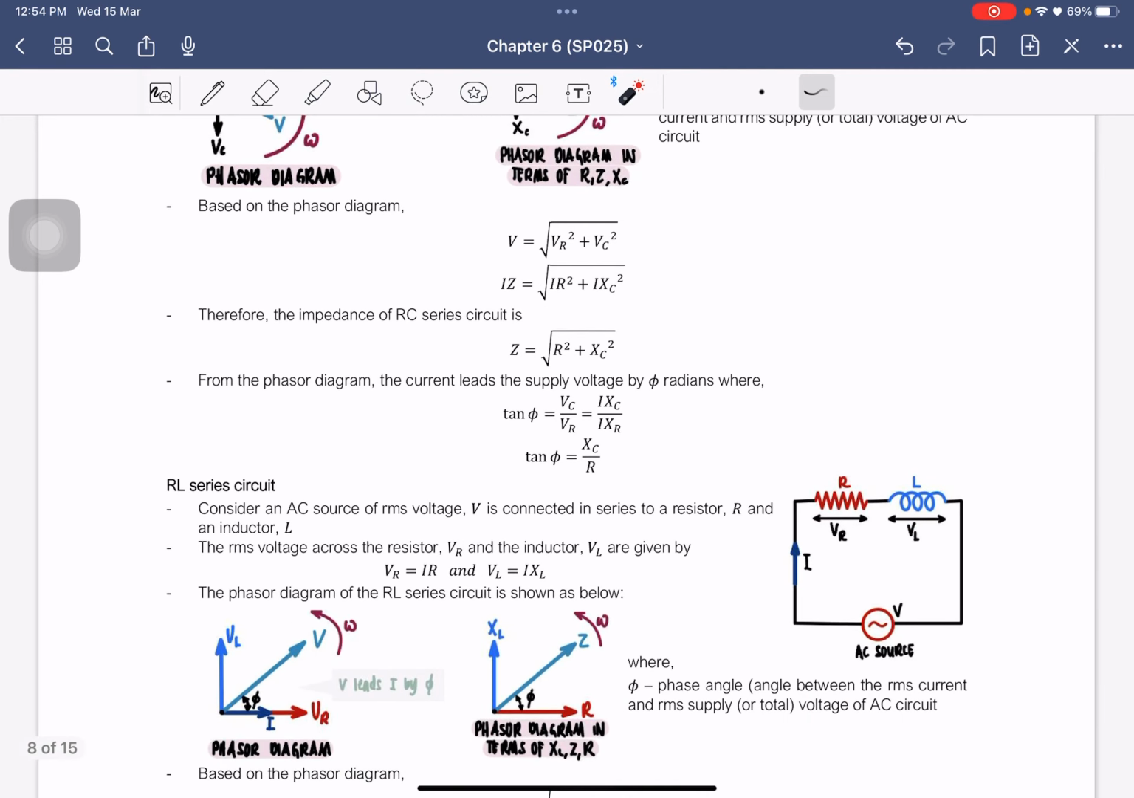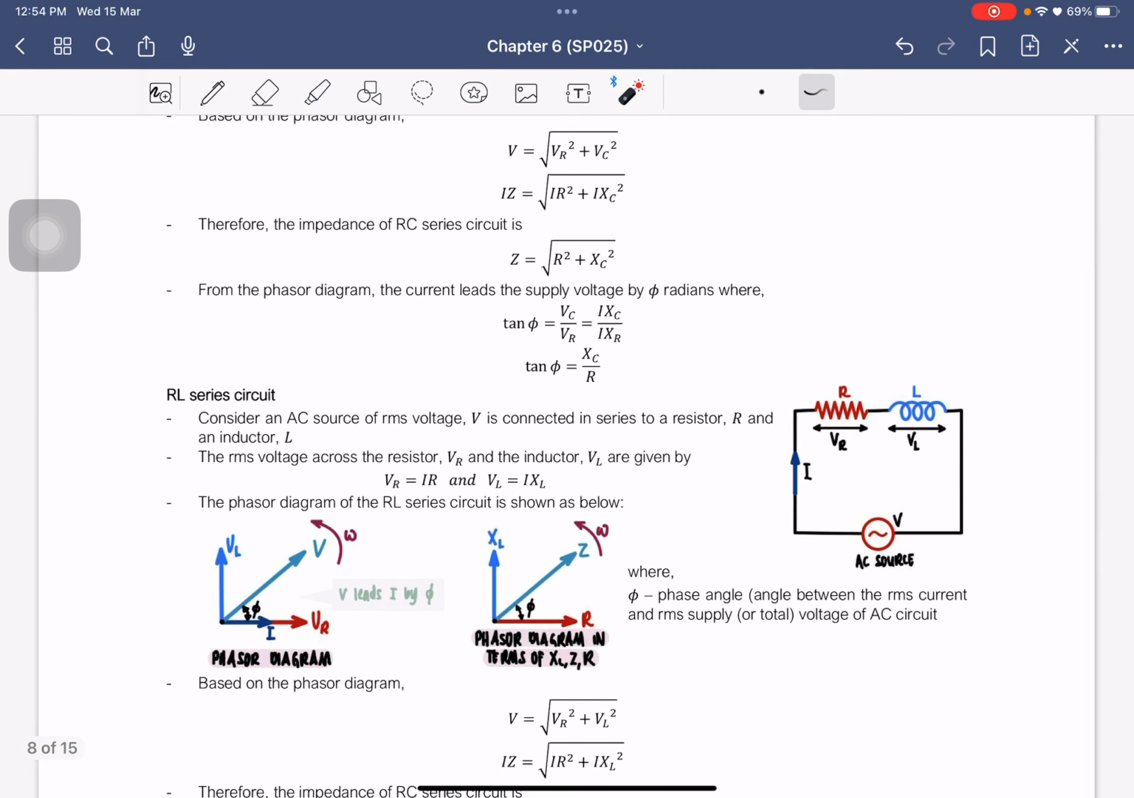Okay. Now let's look at RL series circuit. RL series circuit ni resistor dengan inductor. So they are connected in series. Again, the current across them are gonna be the same. And this is how you calculate the RMS voltage across resistor and inductor. Okay, so the phasor diagram pula dia terbalik macam ni, and we can see that the voltage leads the current by phi, which is a phase angle lah.